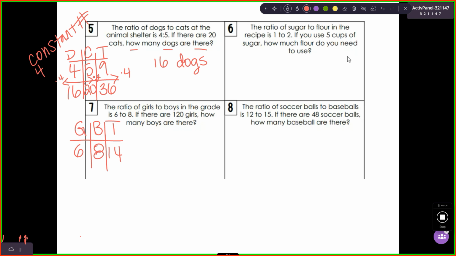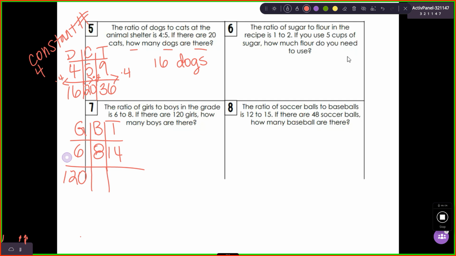Am I done with my problem? No, ma'am. If there are 120 girls, automatically I'm like, oh, I need to go put that on my table. What do I put 120 under? Girls. It asks how many boys are there. But let's go ahead and fill in what we don't know.